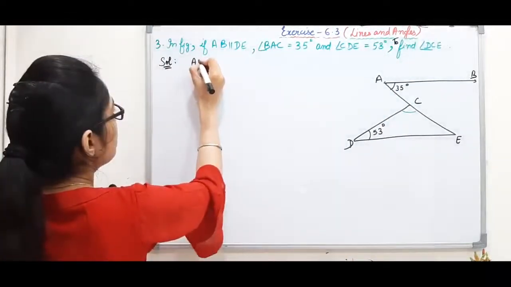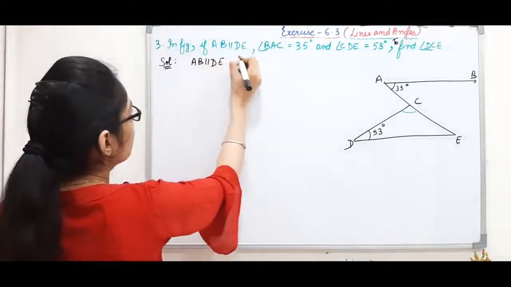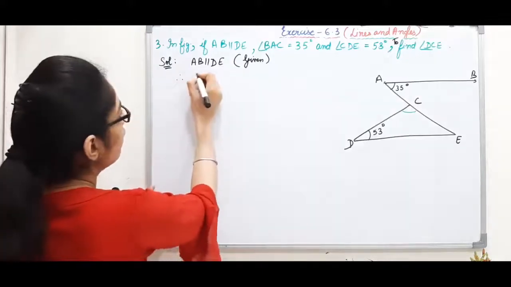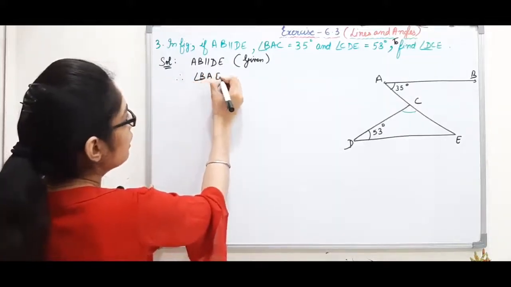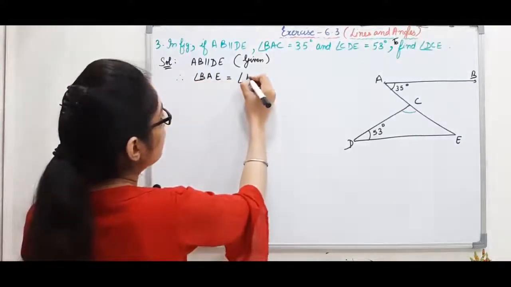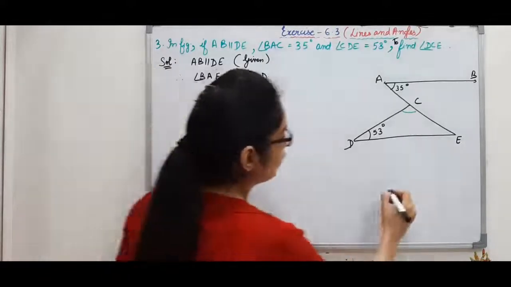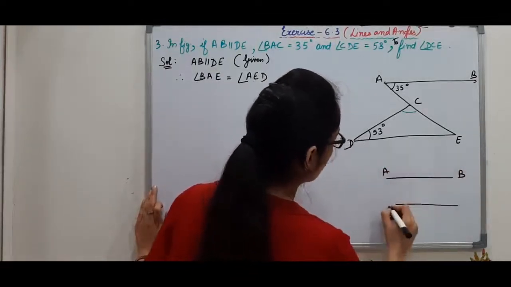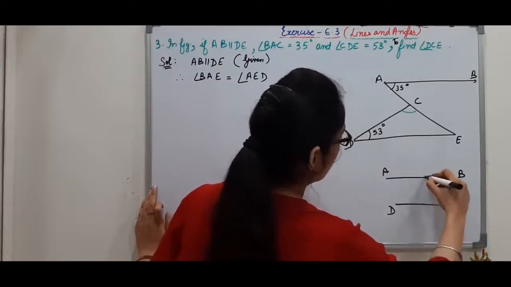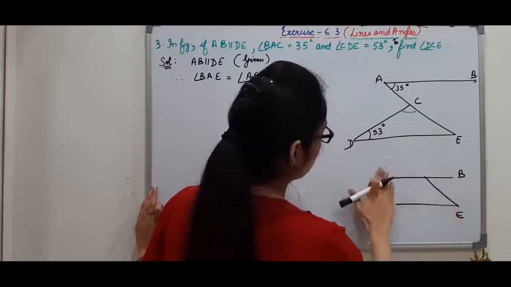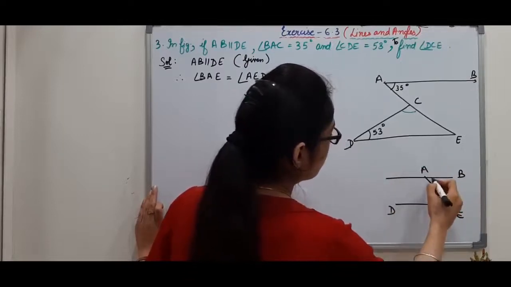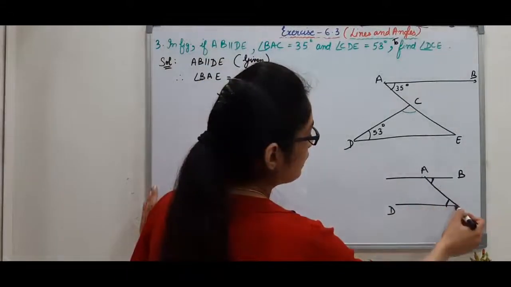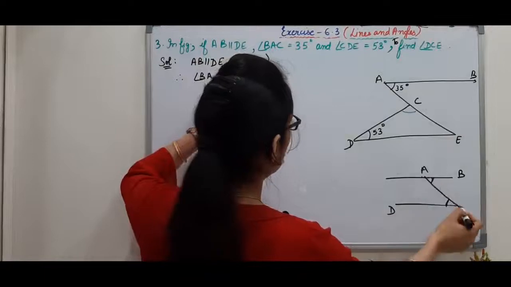Now we know that AB is parallel to DE. This is already given to us. Therefore, angle BAE is equal to angle AED. I will draw here. These are two lines. This one is AB and this one is DE. And AE is a transversal also. So point A is here. So this angle and this angle AED. Angle BAE I have written and angle AED.